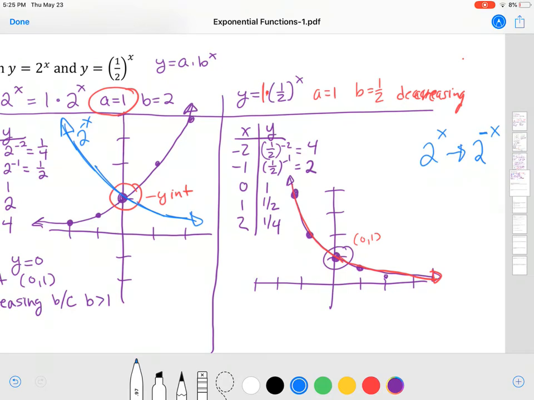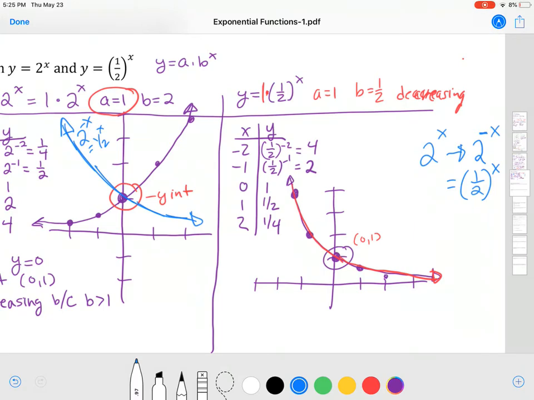But remember, negative exponents tell me that I flip that fraction upside down. So instead of having a 2 to the -x, if I want to get rid of that negative in the exponent, I flip my 2 upside down. So instead of having a 2, I have a 1/2 to the x. And this is the same graph as 1/2 to the x. It's just written in a different way.